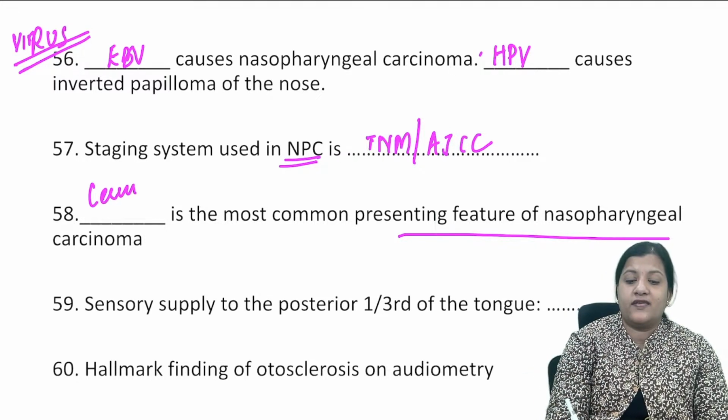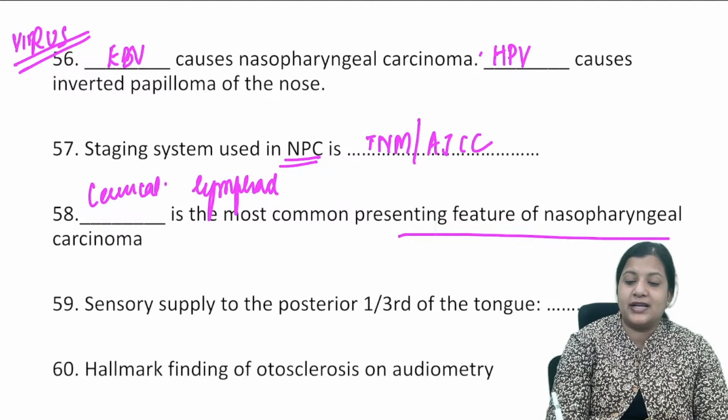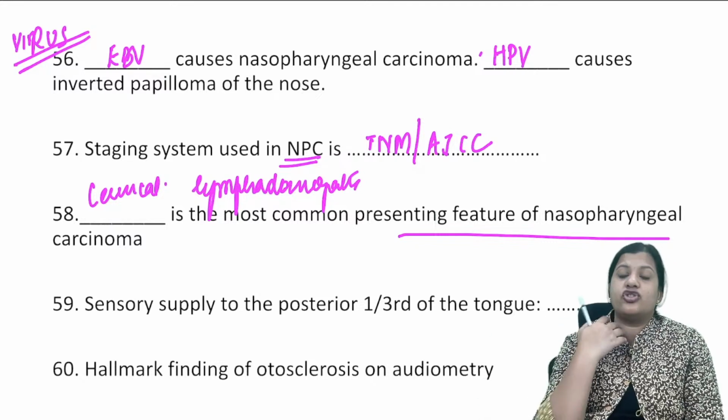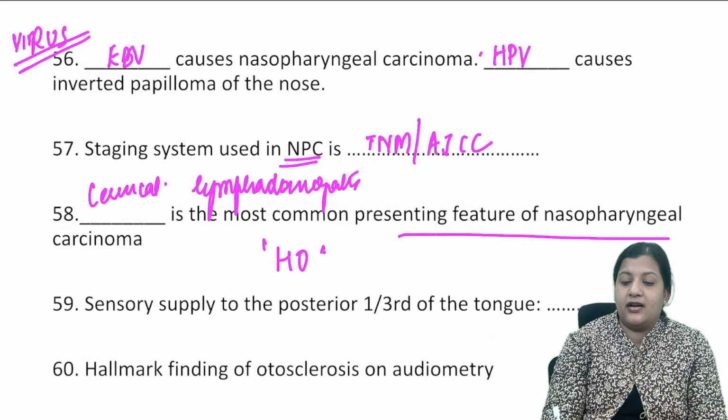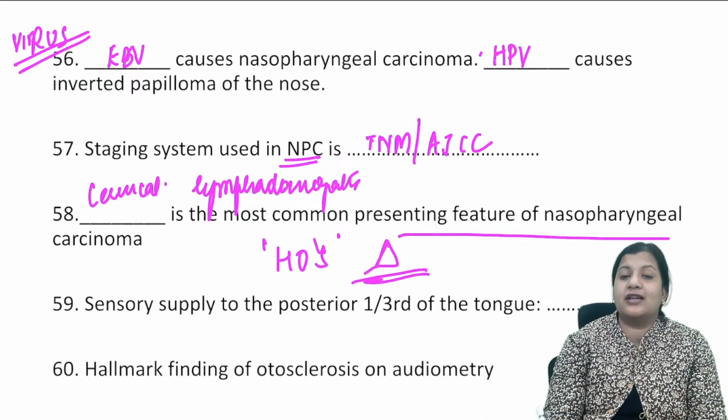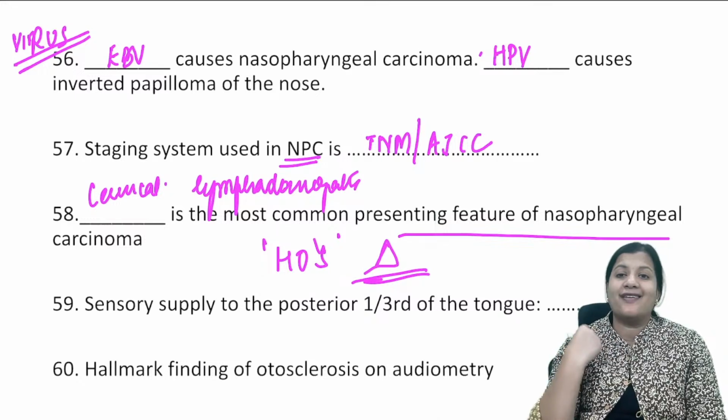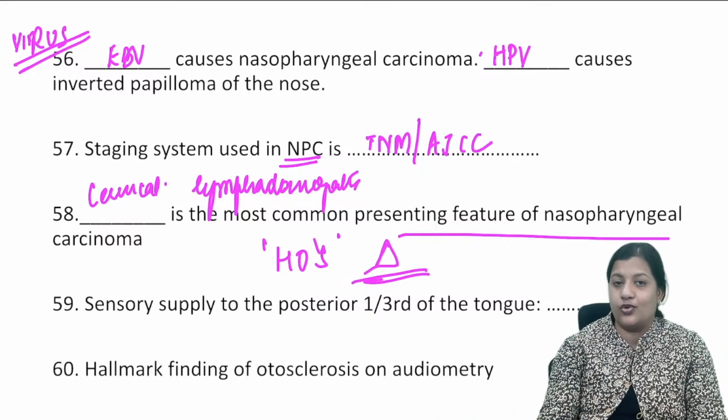So here what we see is cervical lymphadenopathy is the most common presenting manifestation, and we see that this is most commonly seen in which triangle? Hoest triangle. What is Hoest triangle? Hoest triangle is formed by the medial end of the clavicle, the lateral end of the clavicle, and the junction of neck and shoulder.